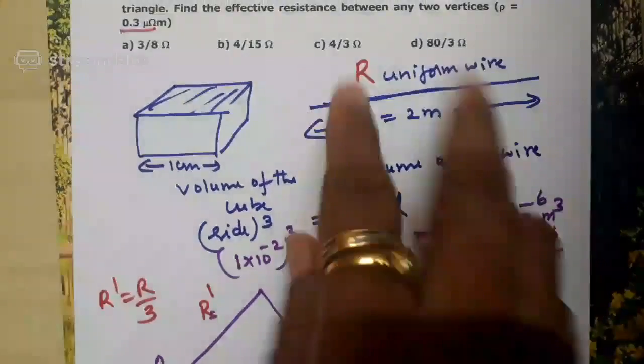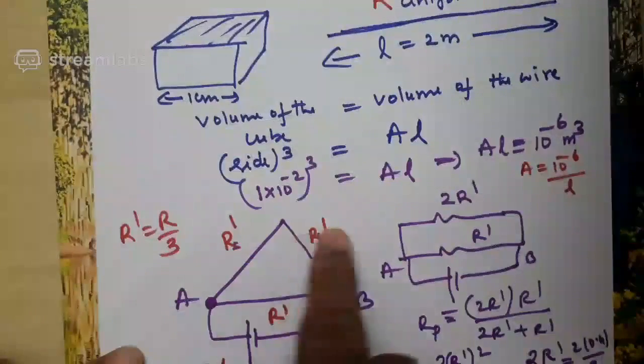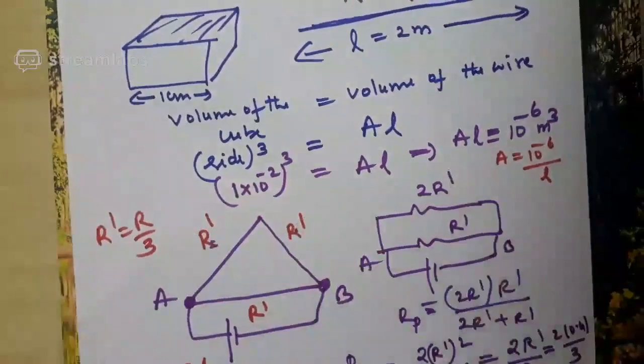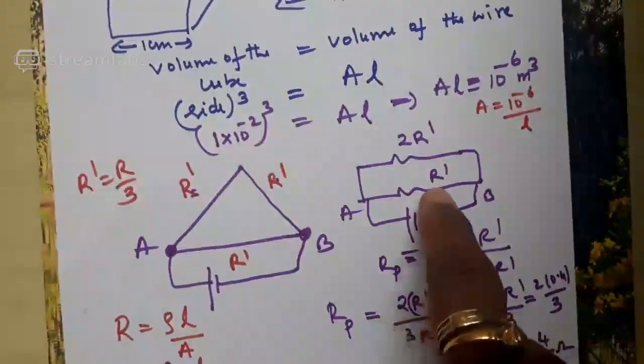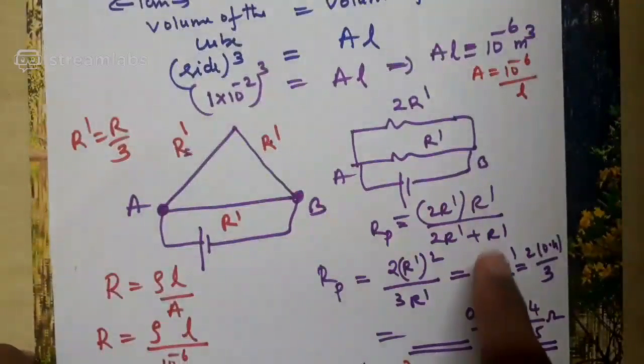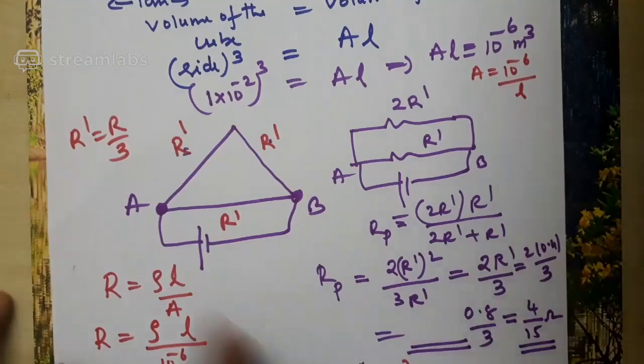Then it was given that this wire is cut into 3 pieces of equal length. So resistance of each piece is R dash, which is nothing but R by 3, 1/3 of the original resistance. R dash and R dash are in series. Its resistance is 2R dash. Now the 2R dash is connected in parallel with R dash. So you got RP as 2R dash by 3. Problem is R dash. R dash is R by 3.